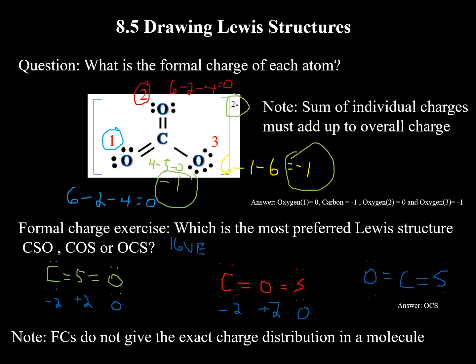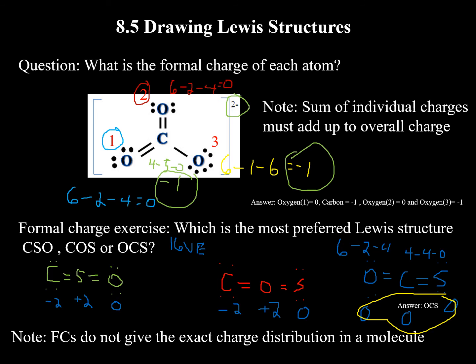And on the right, I'll go through step by step. 6 minus 2 minus 4 is 0. The carbon in the middle, 4 minus 4 minus 0, so 0 in the middle. And on the right, 6 minus 2 minus 4 is 0. So looking at the formal charges, they're all zeros on the right, so this is the correct Lewis structure. It has the least amount of formal charges.